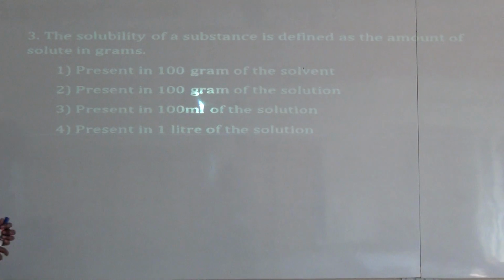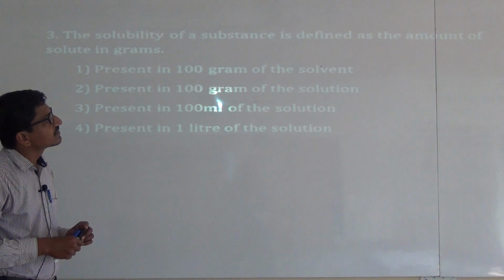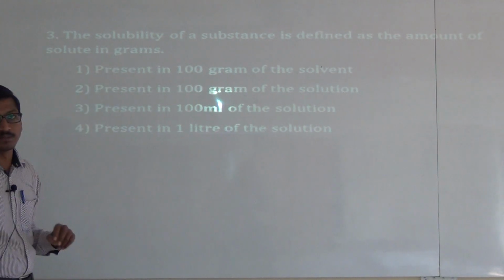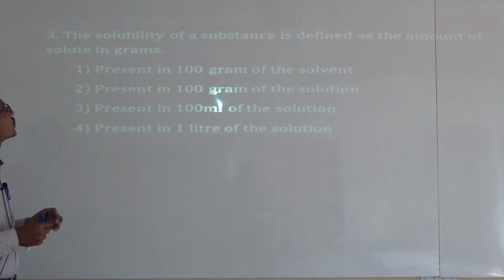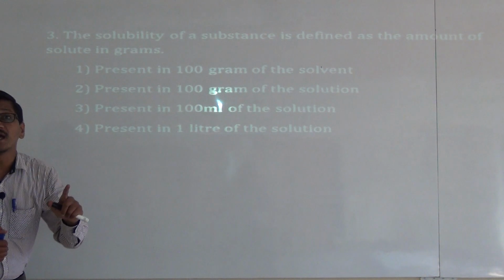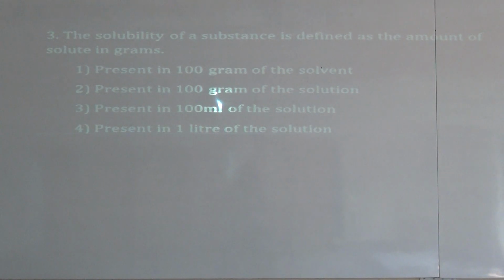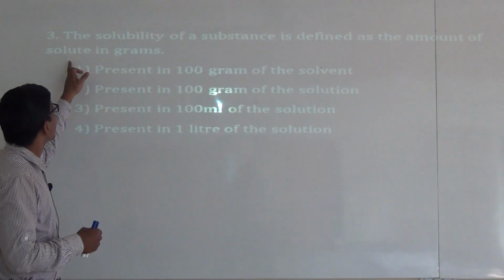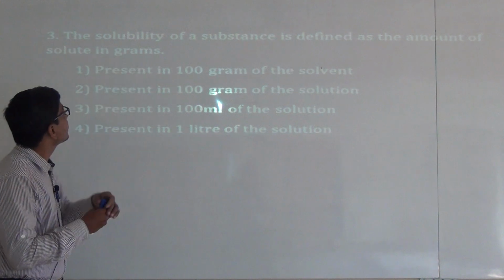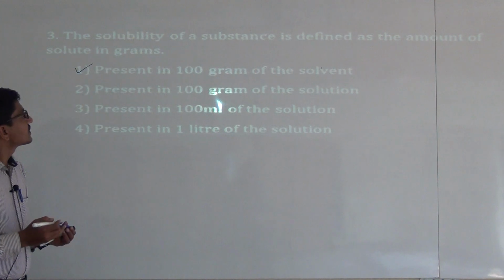Next one, third question. The solubility of a substance is defined as the amount of solute in grams present in 100 gram of the solvent. The first option is right.